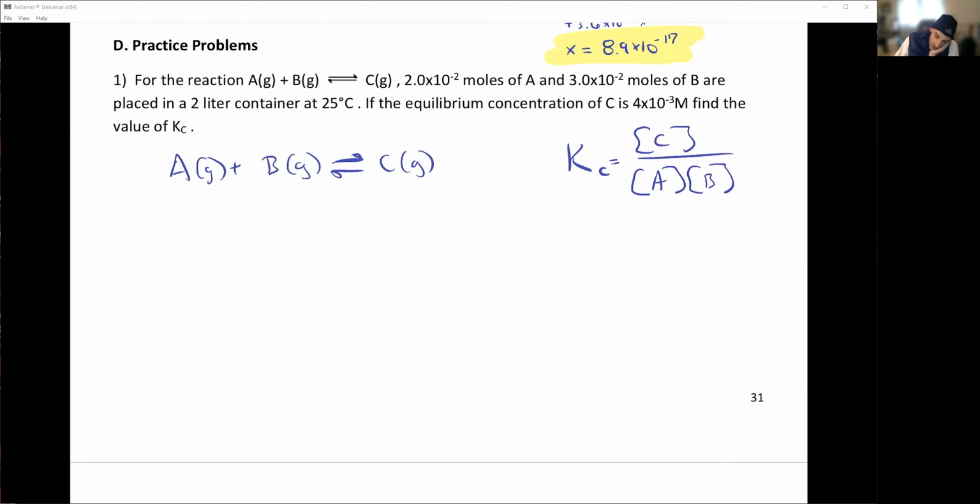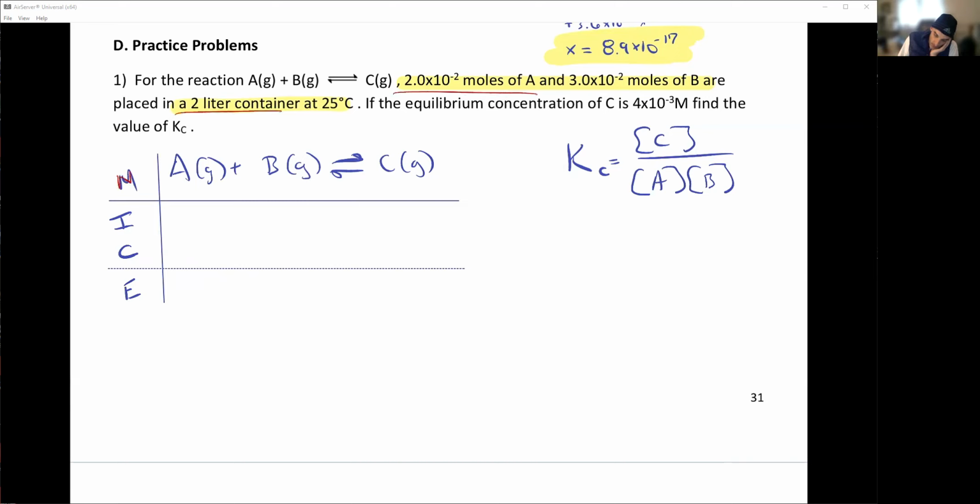Good. And now we're going to create our ice table. Molarity, initial, change, equilibrium. There we go. And what do we have for values? So let's take a look. 2 times 10 to the negative 2 moles of A, 3 times 10 to the negative 2 moles of B are placed in a 2-liter container. All right. 2-liter container, this many moles, and we're looking for molarity, yeah?